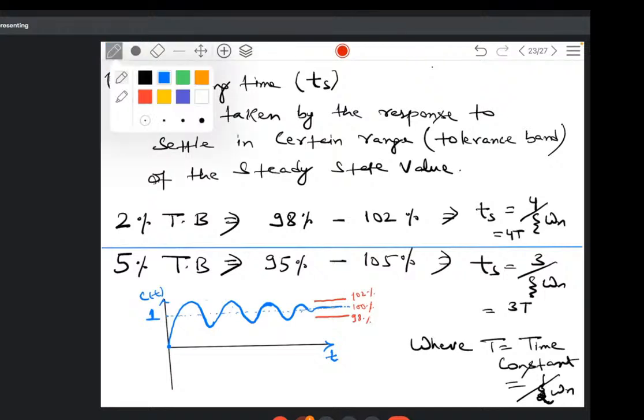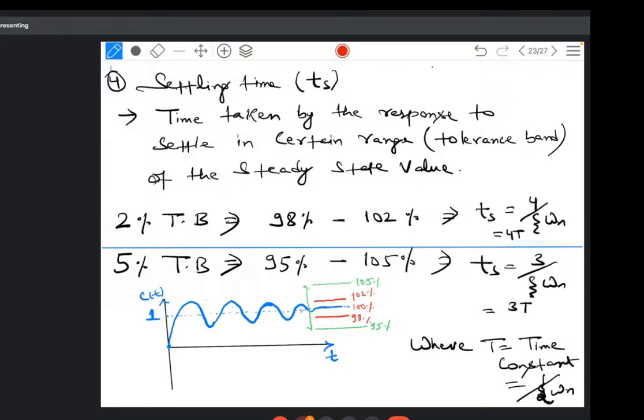And if I consider the range of 95% to 105% of the steady state output, then my tolerance band is large. So when tolerance band is large, the accuracy will be less, but the system would get settled fast. Although here, since the approximation is large, the accuracy is very less.